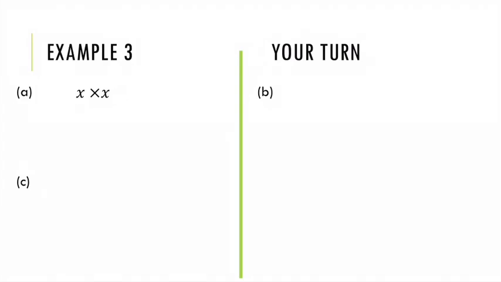So, in example 3, we've got X times X. If these were numbers, for example 3 times 3, to multiply a number by itself, you could say that this is 3 squared. Because this is a number, we could write that as 9. We can apply the same logic to letters. X times X is simply X squared. However, we don't know the value of X, so we can't go any further, so the answer is X squared.